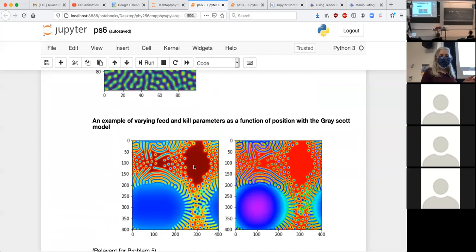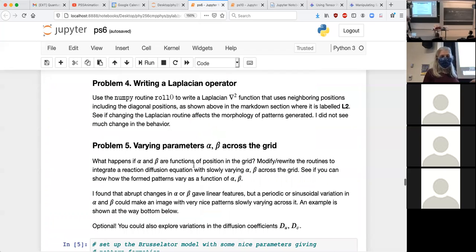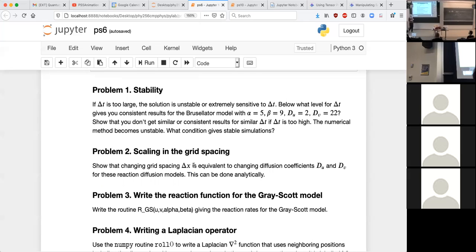Then the last thing, so what did I ask you to do? I asked you to look at the numerical stability. So I'll talk about the scheme. What is the scheme? That's the numerical approximation, and it depends on a time step. If you put the time step too big, the scheme will be unstable. So just adjust the time step until it looks really bad. That's basically the point of that problem.